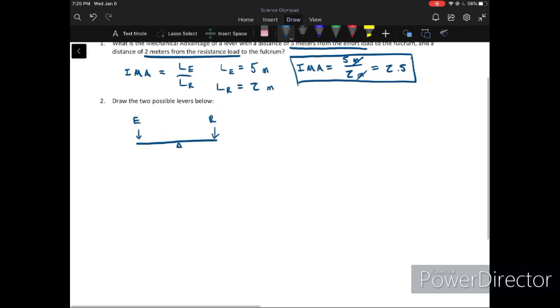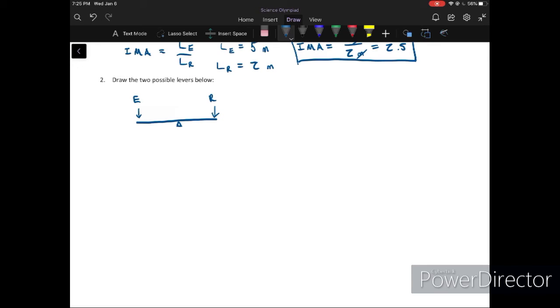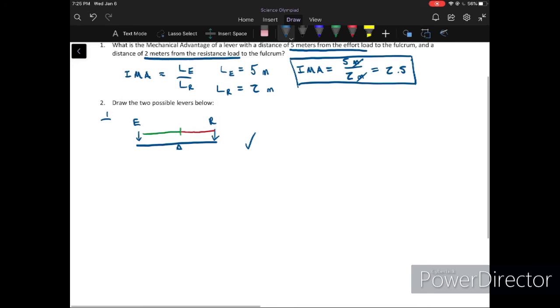Okay. We also know that there's no real restraints on how far the effort has to be. We'll go ahead and draw that here. There's no real restraints on how far the effort has to be from the fulcrum, and there's no real restraints on how far the resistance has to be. And this is our type 1. So type 1 looks like it's all right, because we have a length of 5 for our effort and 2 for our resistance. This checks out because there's no real restraint.